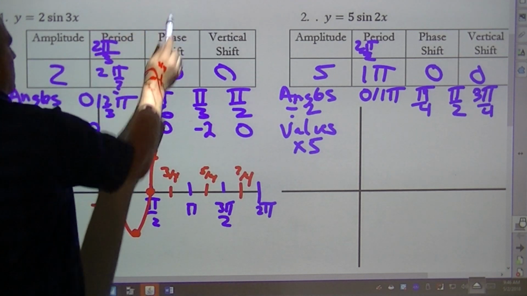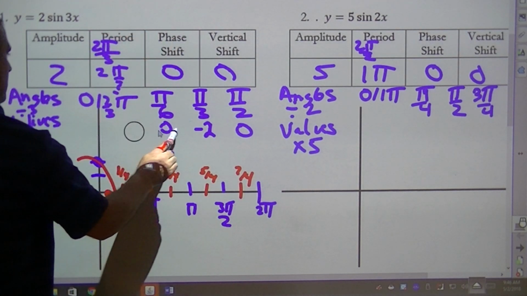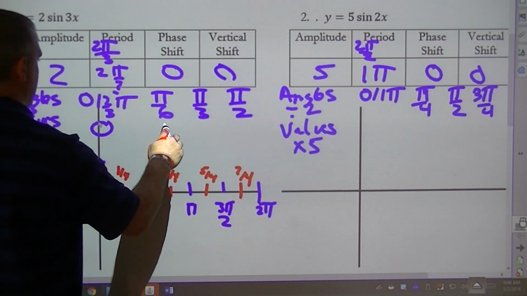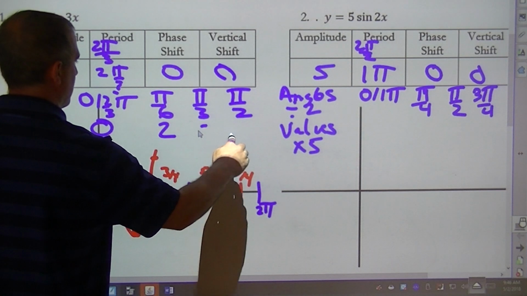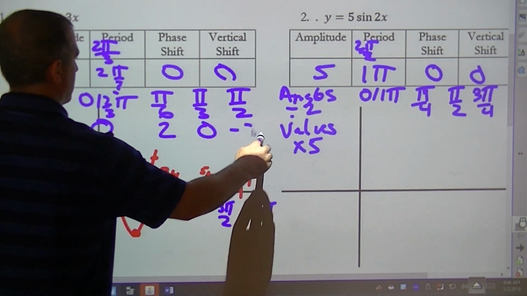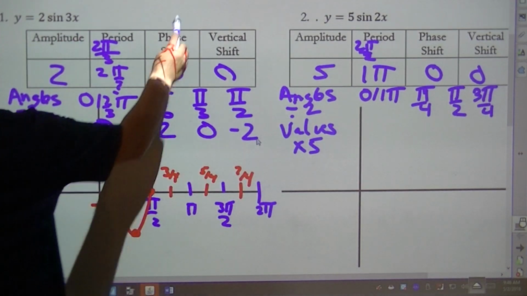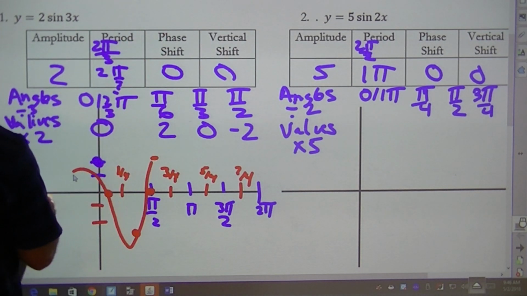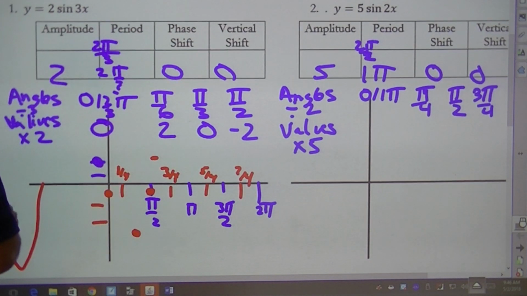I gave the wrong values for these. Hold on. We're dealing with sine here. Sorry. That would be 0, 2, 0, -2. Sorry, let me get rid of this. See if I can get rid of this curve here.